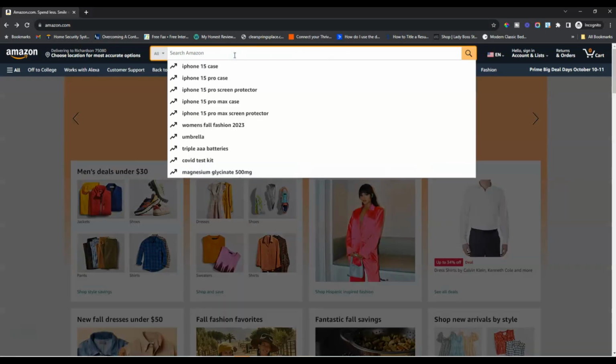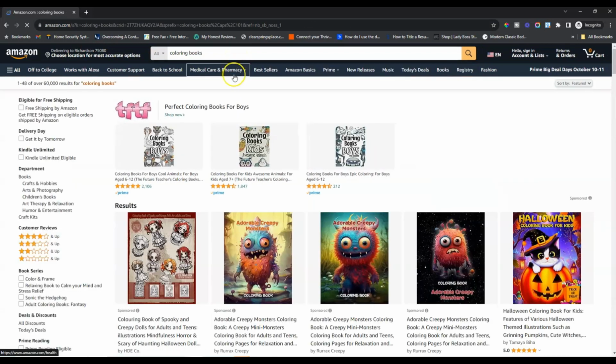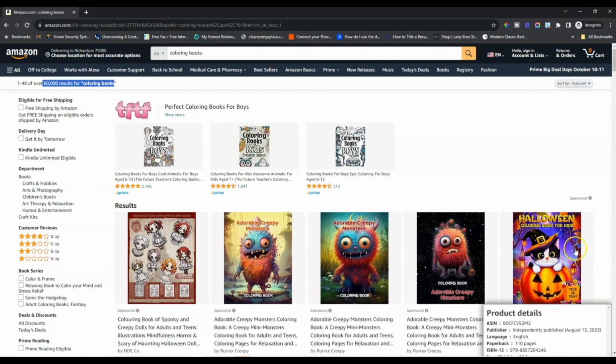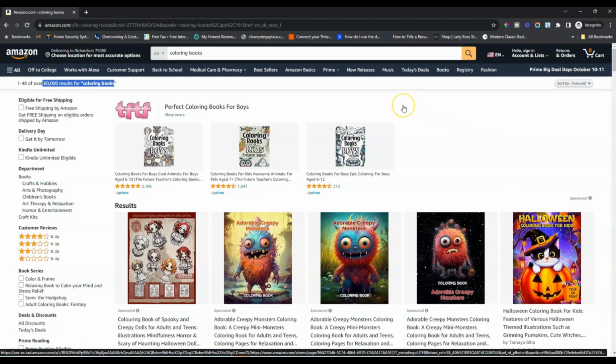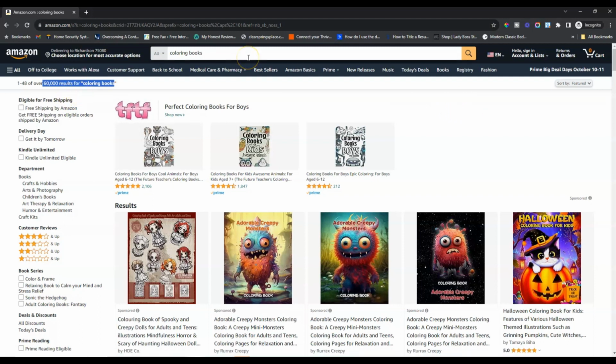So if you were to go over here and type in coloring books by itself, you're going to see that you're going to have way too much competition here. There's over 60,000 results. There is no way that you're going to compete with 60,000 other books. It's just too much competition, unless you're spending a lot of money, like I'm sure these people are, to market these books. Not mad at them, because some of them are ranking and they're doing well, but you're going to spend a lot of money to promote that book against 60,000 other people. So what you're going to have to do is niche down.